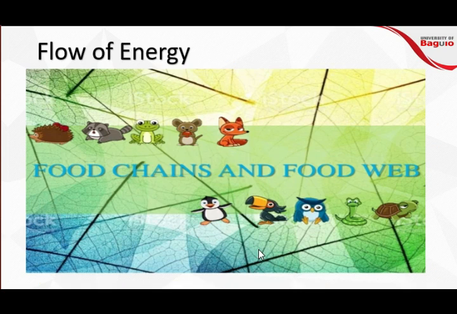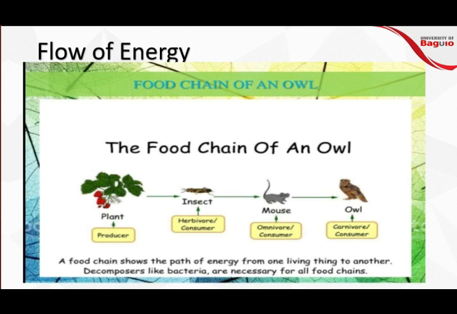Let's start with the flow of energy, and specifically the food chain and food web. Let us have a quick review. I know this was introduced to you already during your lower grade. The food chain is a path of energy from one living thing to another. Decomposers, like bacteria, are necessary for all food chains. So decomposers have an important role.